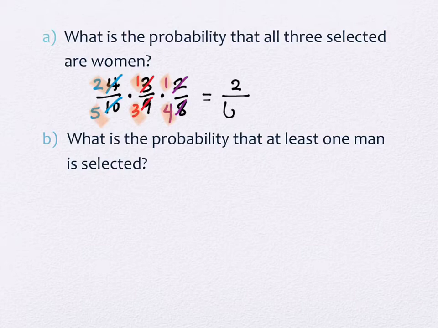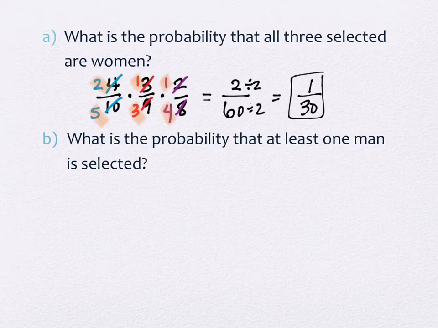And at the end, I want to make sure, have I simplified everything? And this one is not quite. I didn't do all the simplification, but I can do it now. 2 and 60 both divide by 2. So we'll divide them both by 2 to give me 1 out of 30. It's not very likely, right? It's not very likely that this is going to happen and that all three selected are going to be women.